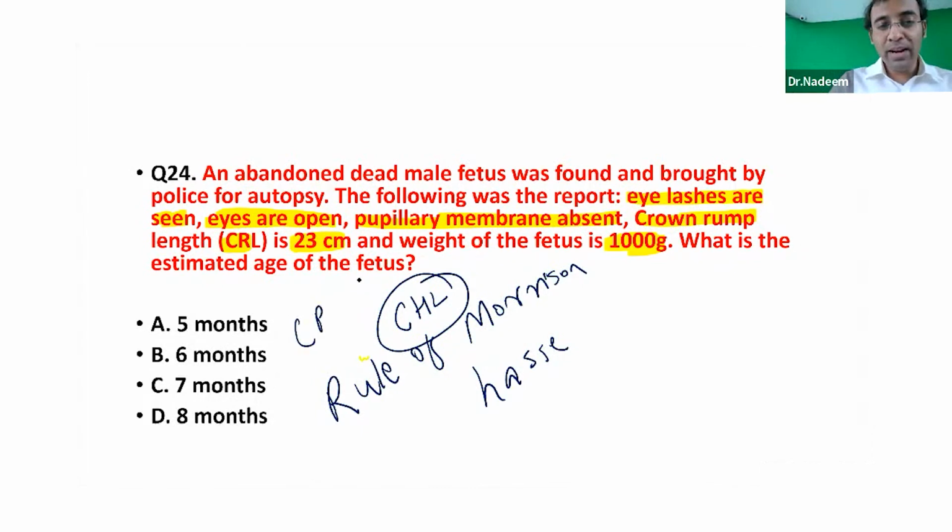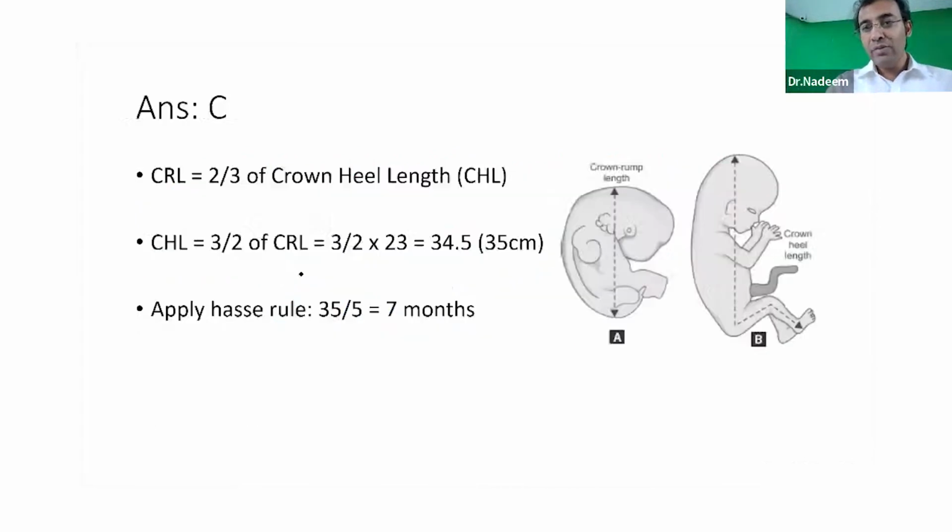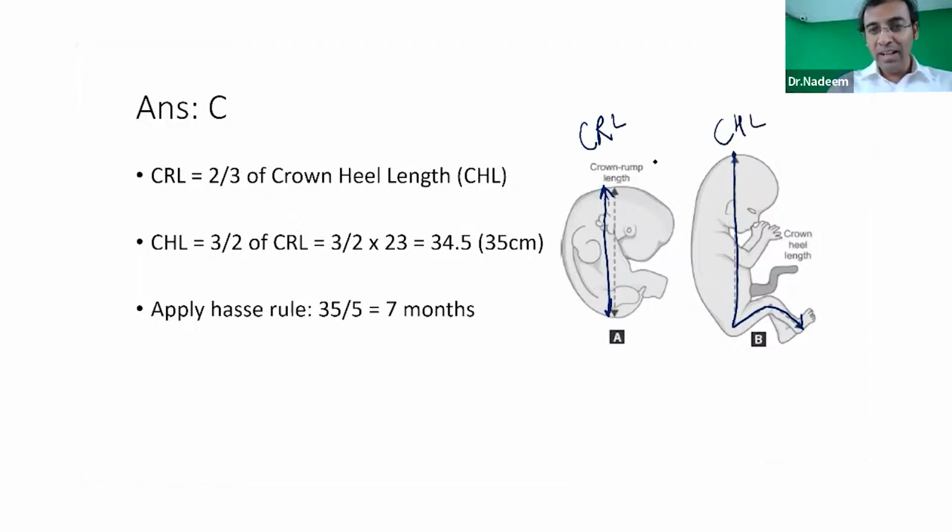Crown rump length, easily they can play with your knowledge. This is crown rump length given in the question. Crown rump length and crown heel length both are different. From here to here, if it is going to measure, this is called the crown rump length. And from the central part of the head, this is called as crown heel length. Easy to understand. This is crown rump length. This is crown heel length. Crown rump length is equal to 2/3 of crown heel length.